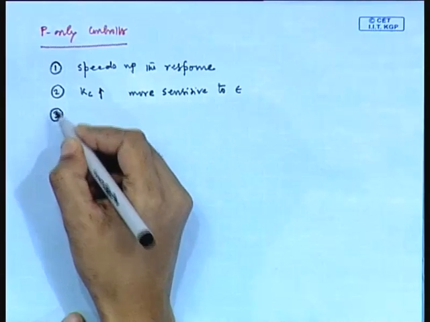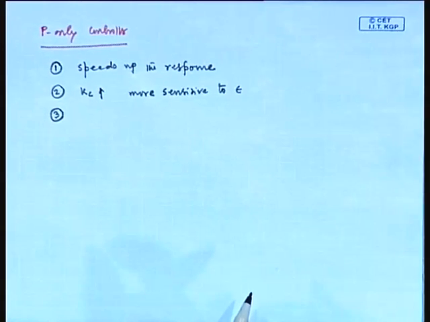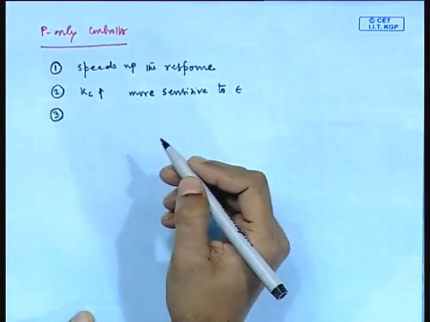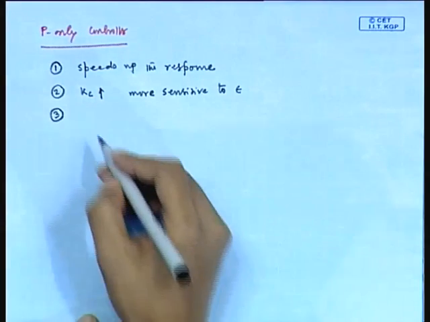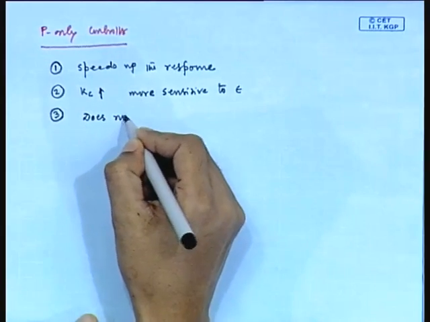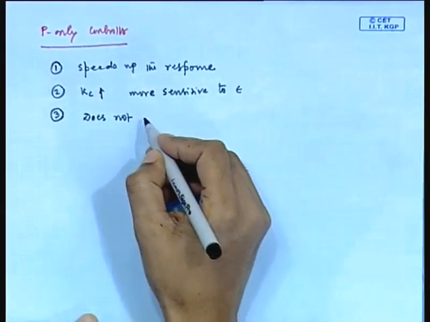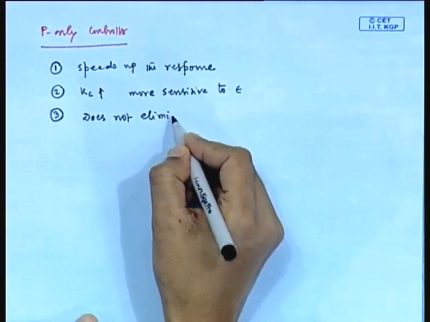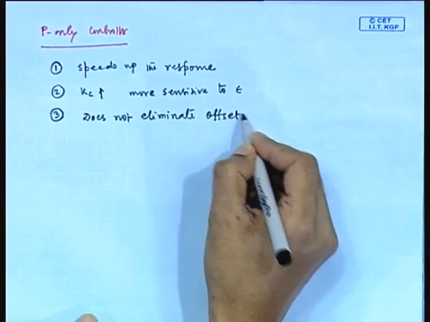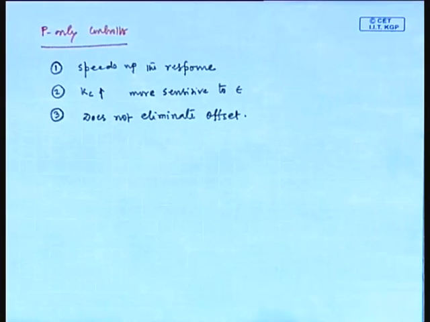Third conclusion: the P only controller, or proportional action you can say, does not eliminate offset.